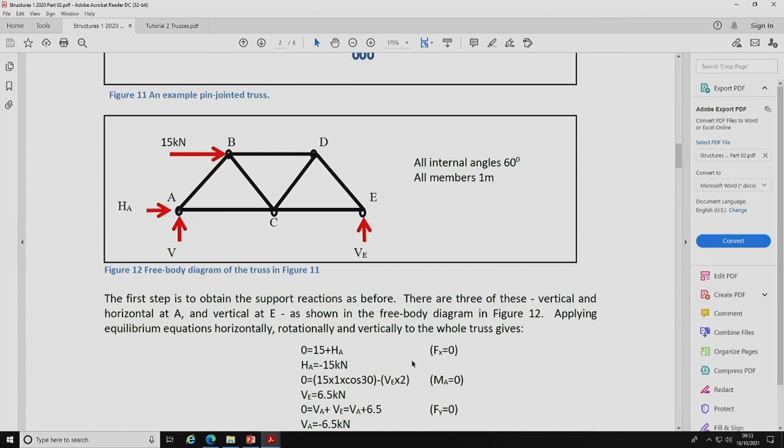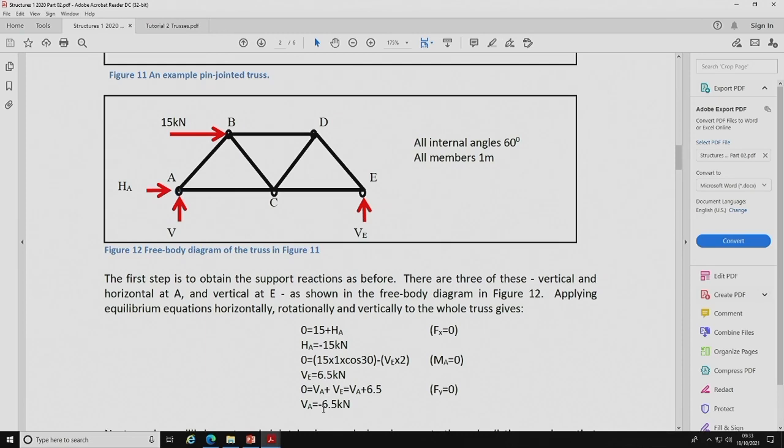VE comes with a positive sign, which means the direction that I've assumed is right. What about VA? Summation of vertical forces equals zero would give me VA is minus 6.5 kilonewton. That means it goes from up to downward, it's a downward force. So we have now calculated the ground reaction forces: HA going from right to left, 15 kilonewton; VA a downward force of 6.5 kilonewton; and VE an upward force of 6.5 kilonewton. These reaction forces are from the ground.